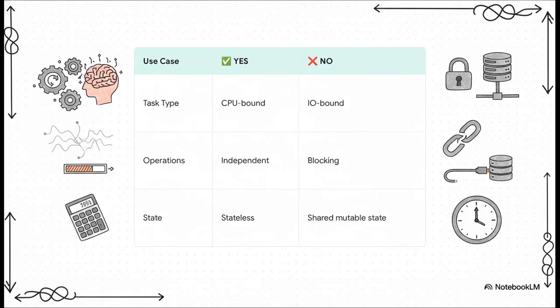So here's the bottom line. You have to use fork/join and parallel streams for the right kind of job. This table breaks it down perfectly. You want CPU-bound tasks, not I/O-bound tasks that wait for things. Your operations need to be independent, not blocking. And your code should be stateless, not messing with shared mutable data. If you block a thread in that shared common pool, you could literally starve other critical parts of your application. So the rule is simple. Fork/join is for number crunching, not for waiting.